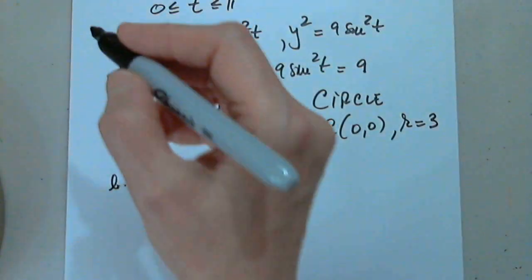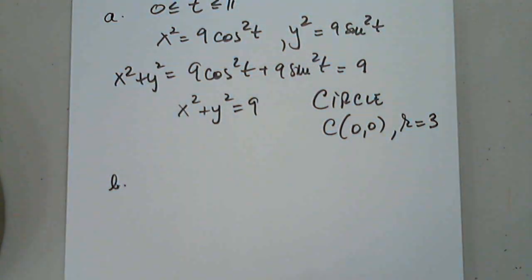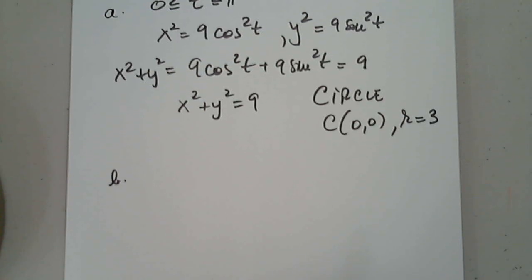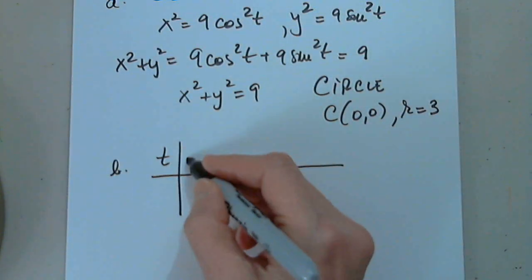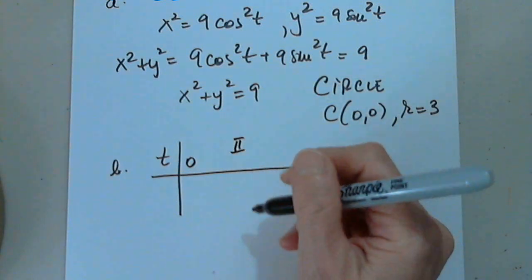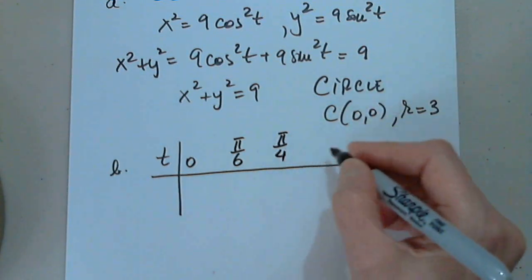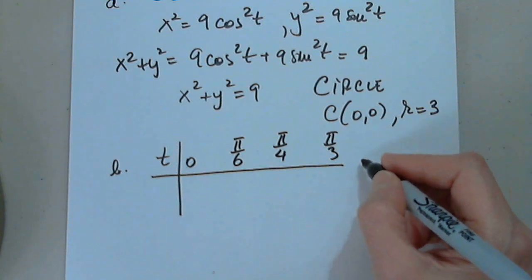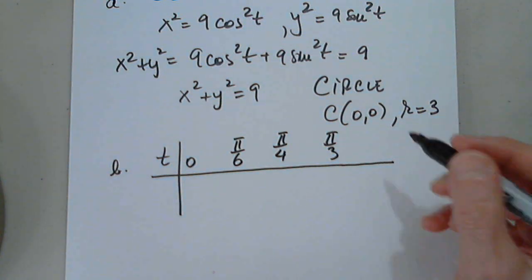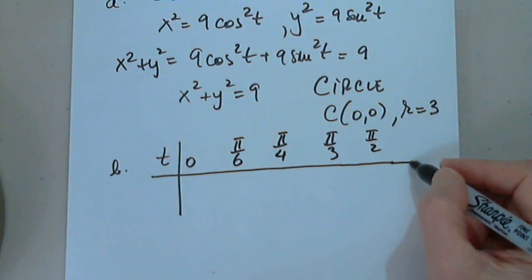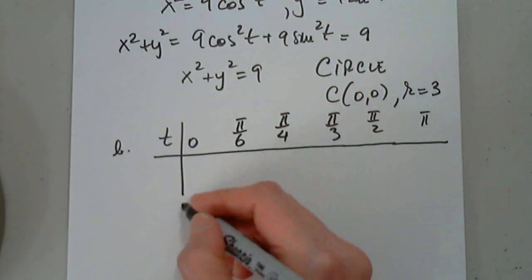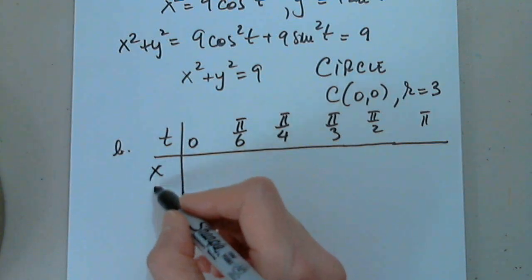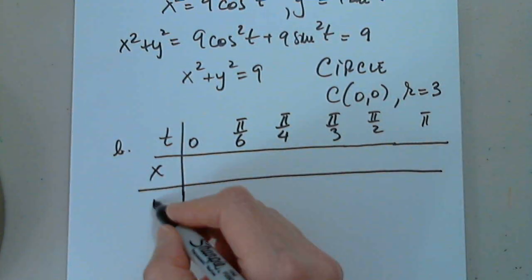Now in part B, so this was part A, to eliminate the parameter. In part B, we want to graph. And we start exactly like we always do: 0, pi over 6, pi over 4, pi over 3, pi over 2, pi. I may not need all these, but we'll see in a moment. So x and y.